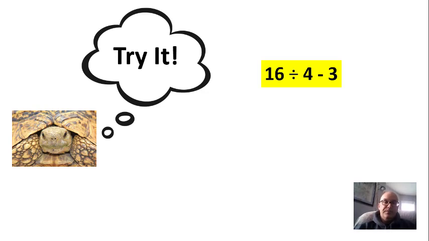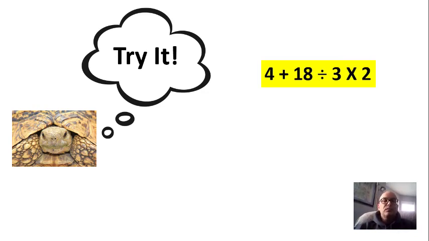Try this one. 16 divided by 4 minus 3. Pause it, see if you can figure it out, and then check your work. Here's your answer. 16 divided by 4 turns into 4. We just bring the minus 3 down, right? And then this next line is 4 minus 3. 4 minus 3 equals 1. See the nice steps? Step by step, show the order. That's going to make you good in math.